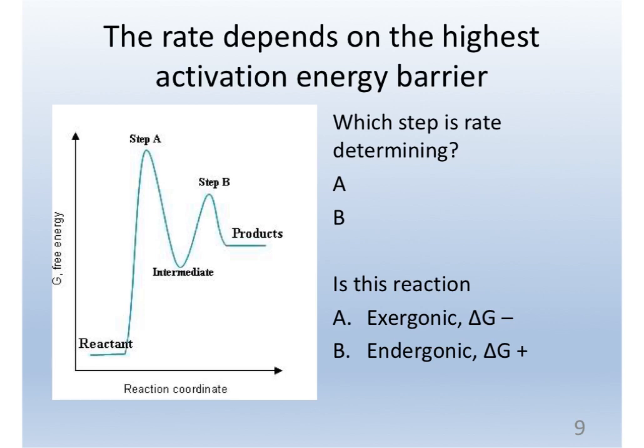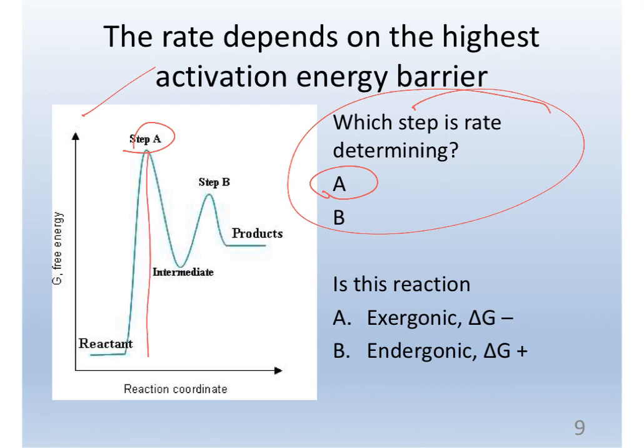Here's a sample problem just to see if you got what I've been trying to say. Which step is rate determining in this particular reaction? Hopefully, you said step A because it has the highest activation energy. It's the slowest. And let's look at the next question.